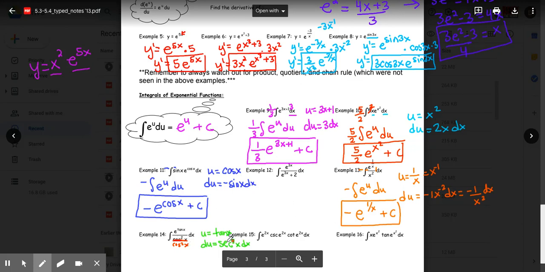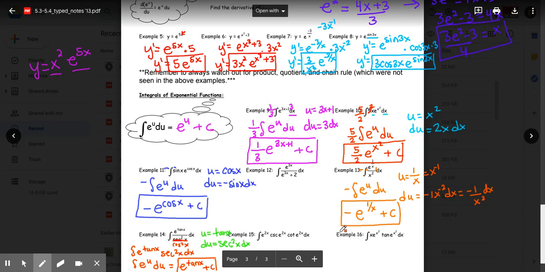Now, this works because 1 over cosine squared can be rewritten as secant squared. Right? 1 over cosine squared is secant squared. And now you have everything in there. So this turns into e to the u du, which integrates to e to the u plus c. All right.